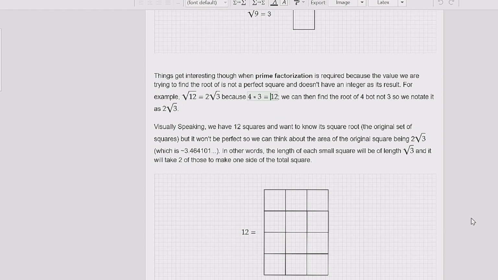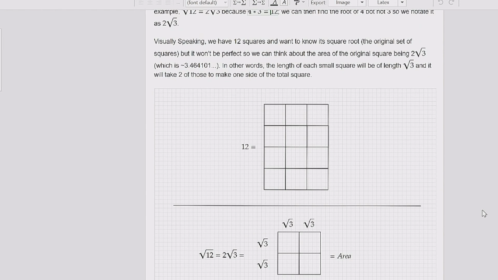Now, this is where it gets interesting. So we have our number 12. We are trying to find its square root. And so we can think about it as the 2 is the number of squares we need, and the length of each side is root 3. And by the way, 2 root 3 is 3.464, and so on, with many more digits, and this is going to be our area. The area of our original number of boxes is going to be 3.464101, and so on for a handful more digits. This is our square root.